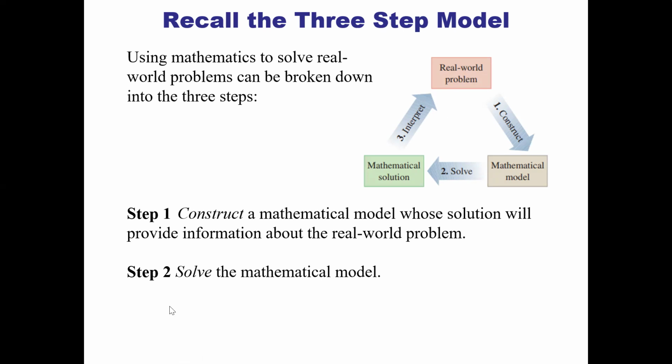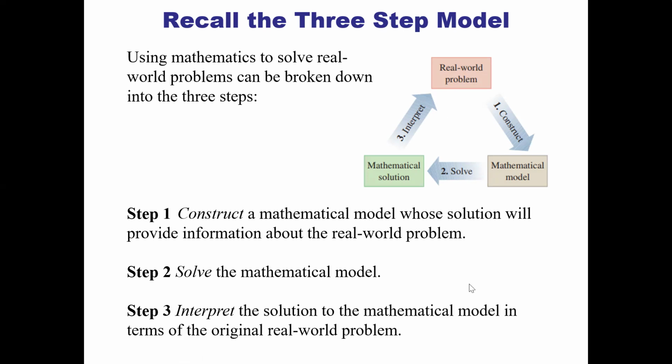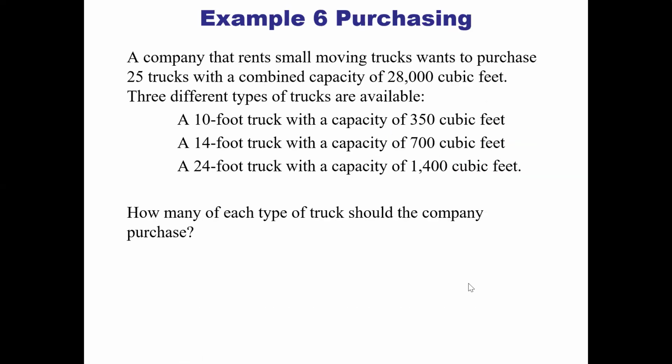And so that's kind of what it shows here. And so that means, guess what? We have to do a real-world problem. It says a company that rents small moving trucks wants to purchase 25 trucks with a combined capacity of 28,000 cubic feet. Three different types of trucks are available. One is a 10 foot with 350 cubic feet, a 14 foot for 700, and a 24 foot for 1400. How many of each type of truck should the company purchase?